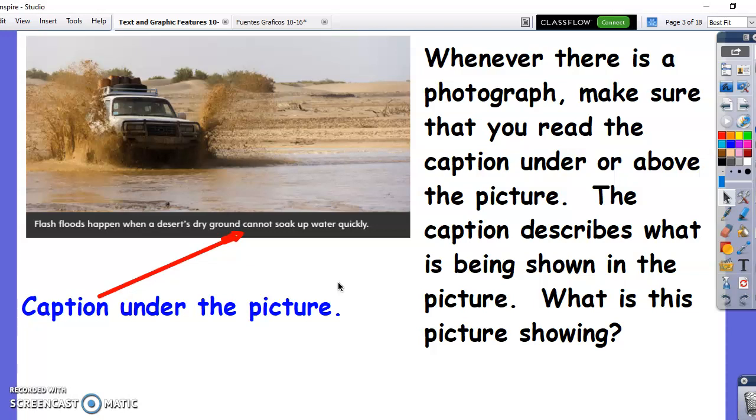You just need to understand that the pictures are there to help you to understand the text. Therefore, the pictures always help you understand it by showing you a picture of something that was mentioned in the text.